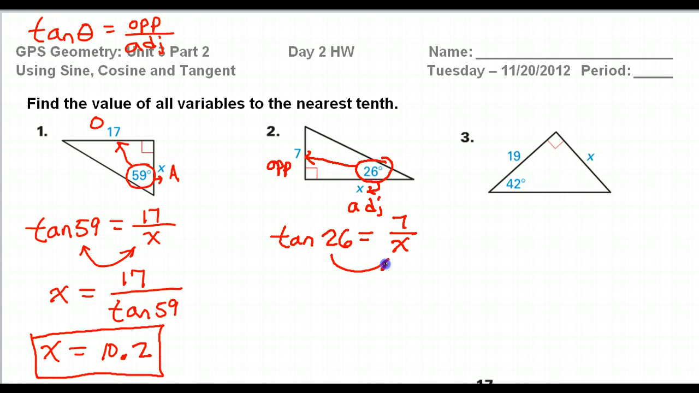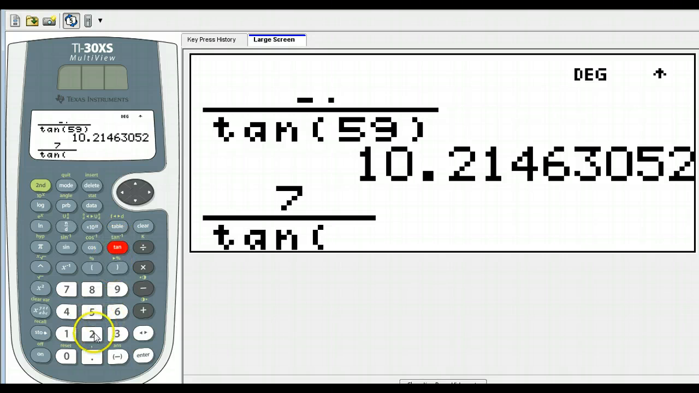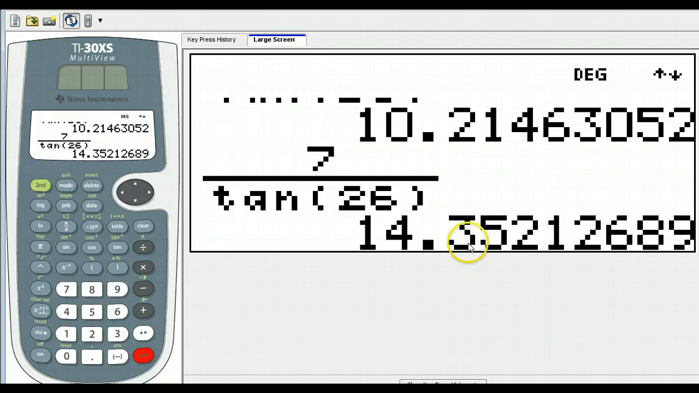Alright, so this is almost the same as the last one. We'll reverse these, so x is going to equal 7 over tangent 26. And then I can just put that in my calculator. 14.4.